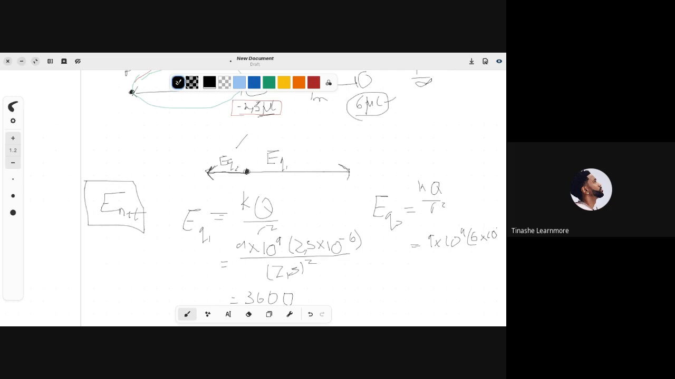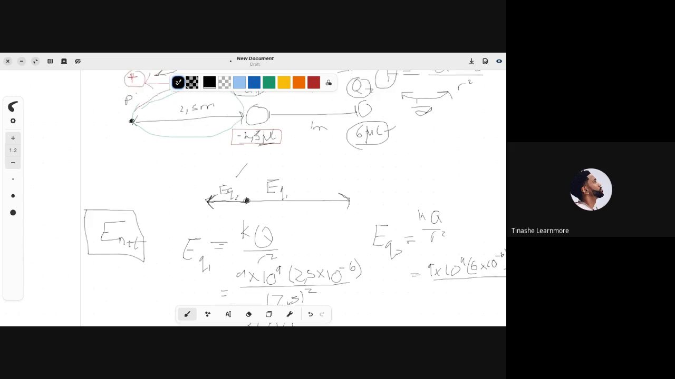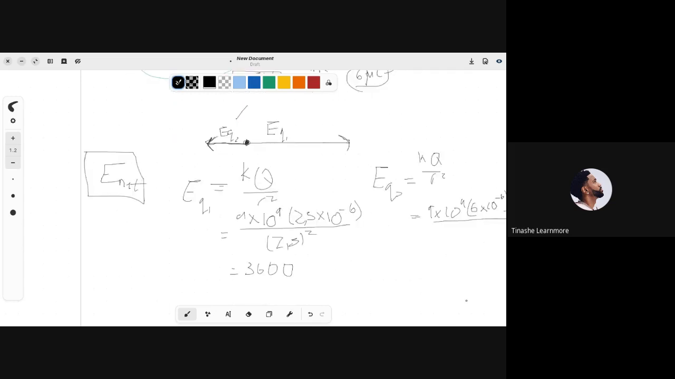So times 10 to the negative 6, divided by, and this is 1 meter away, so 1 squared. And then you let the calculator once again do the work.